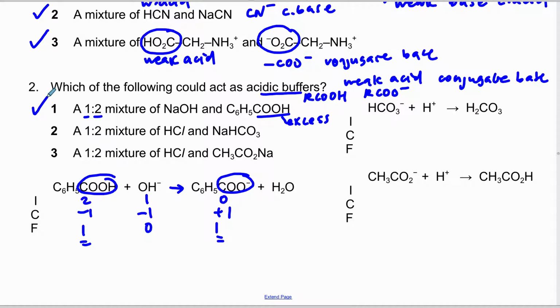The second one, this is a strong acid, and this is a weak base, in fact. You can take it as a weak base. If you look at the ratio again, 1:2, so the weak base is in excess. So let's put in the numbers. HCl will be 1, HCO3 minus will be 2, this will be 0. When they react, -1, -1, plus 1. 1, 0, 1.